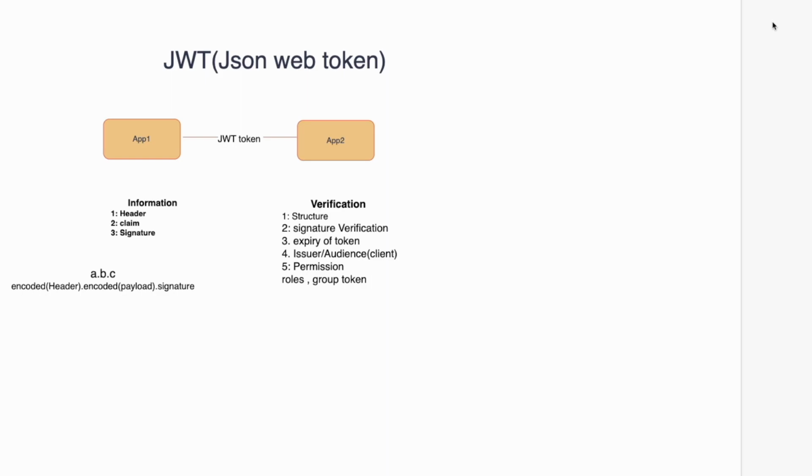Hi everyone, in this video we are going to talk about JWT, which is JSON Web Token. It's an open standard to define a way for securely transferring information between two entities. When we talk about data security, that means whatever information is being transferred from one entity to another is shared in a secure way.